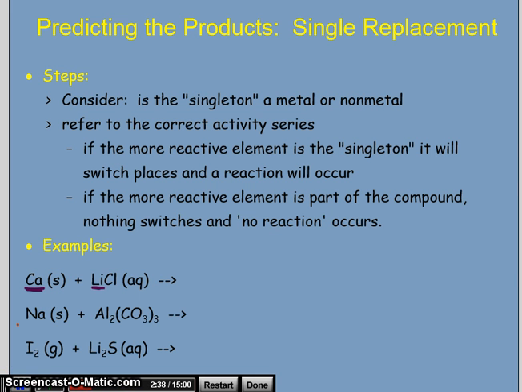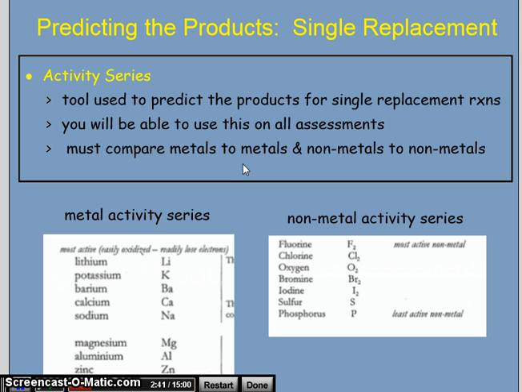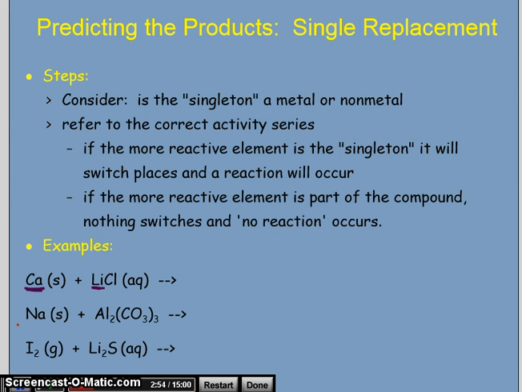Now looking back at my sheet, I'm going to find calcium and lithium on the chart. They are visible right now. Lithium is higher than calcium, meaning it's more reactive. Since it is already in the compound, it's going to stay there. Think of it that calcium doesn't have enough ability to knock the lithium out of its place. In this case, no reaction would occur.